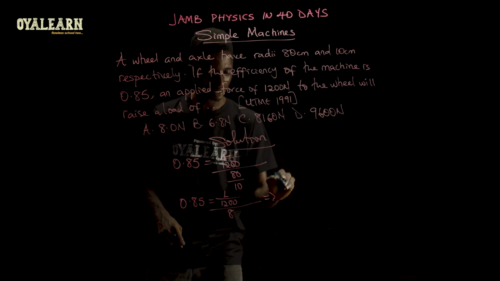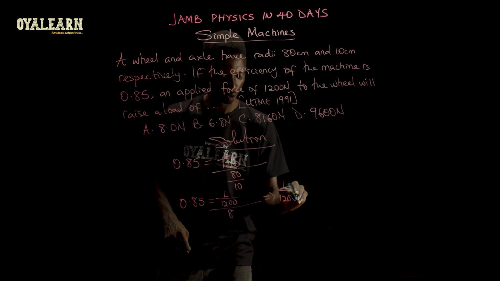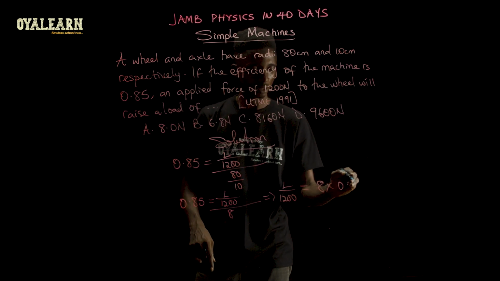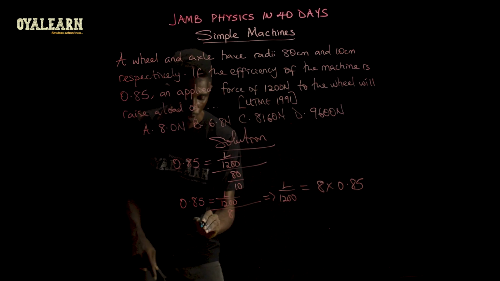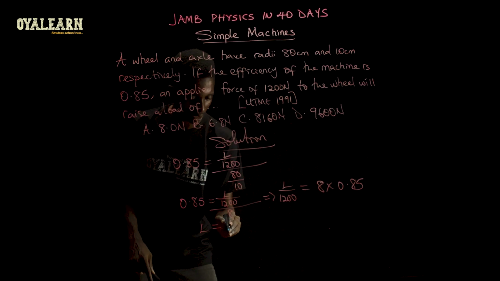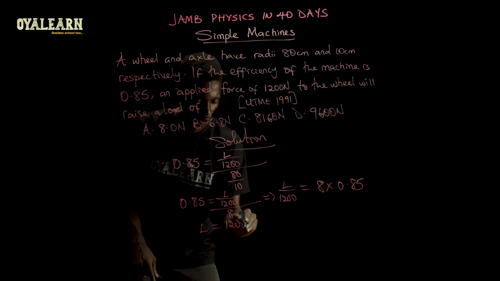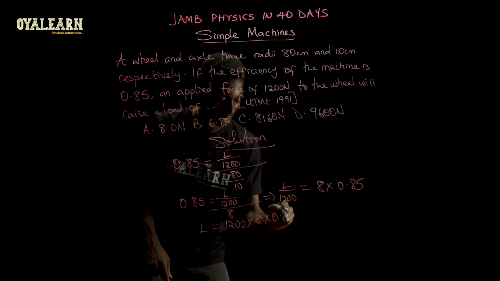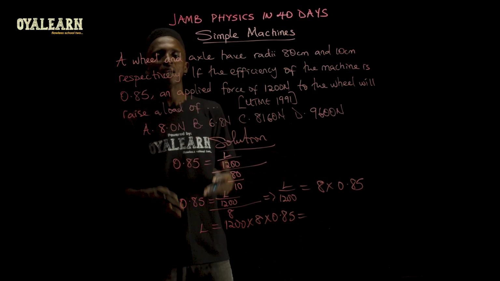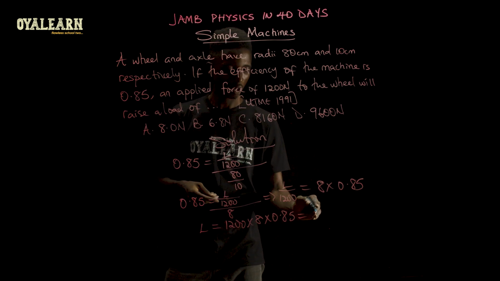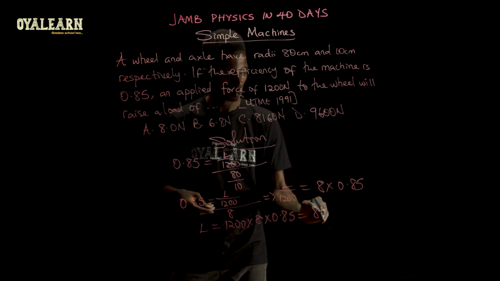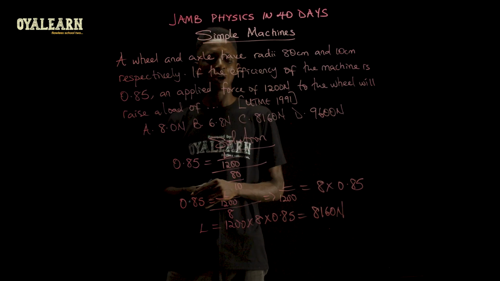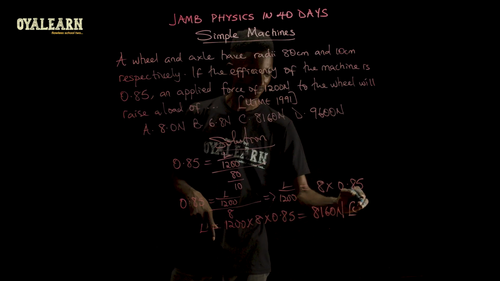And what this implies is that load over 1,200 equals 8 times 0.85. So from here we can then say load equals 1,200 times 8 times 0.85. Now you can go on to compute this with your calculator. It will give you 8,160 newtons. So the correct option is option C.